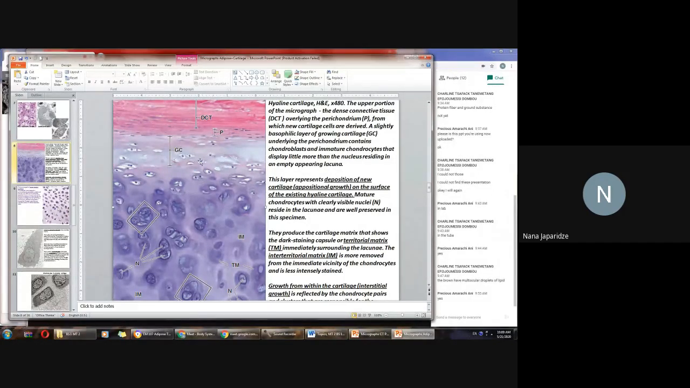So this is appositional growth of cartilage. Growth on the periphery, via the periphery. Okay? So new layers of cartilage tissue are added to the peripheral part of the cartilage.